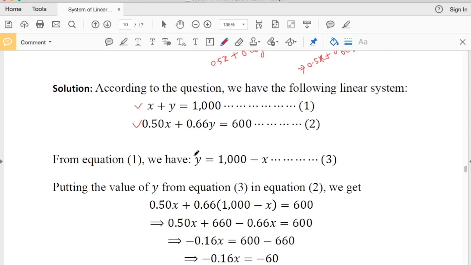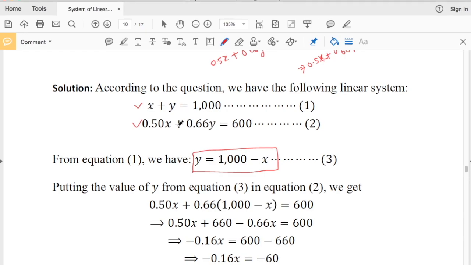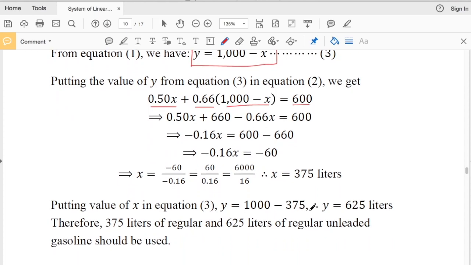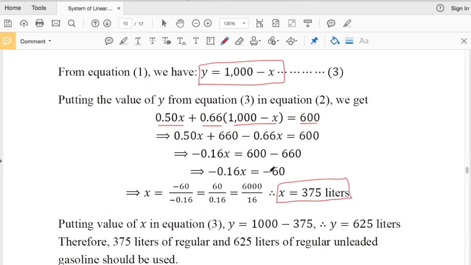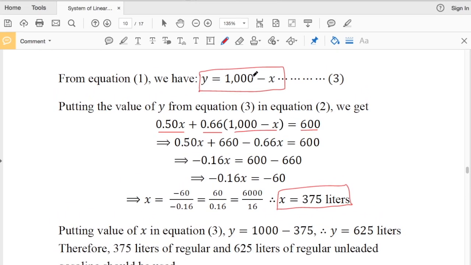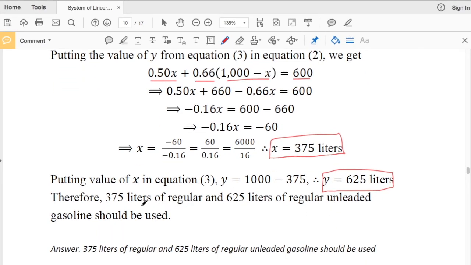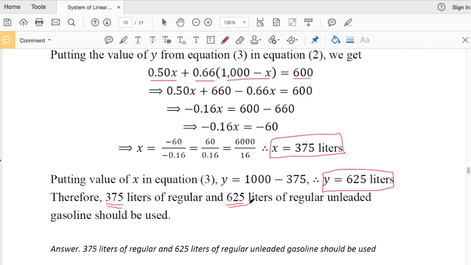Here I use substitution technique. You see, I write y from the first equation, y equal 1000 minus x, and this y I replace in the second equation, 0.5x plus 0.66y equal to 600. And after simplification, I found x equal 375 liters. So if you put x 375 in equation 3, you will get the corresponding value of y. That will be 625 liters. So in the mixer, there should be 375 liters of regular gasoline and 625 liters of regular unleaded gasoline.